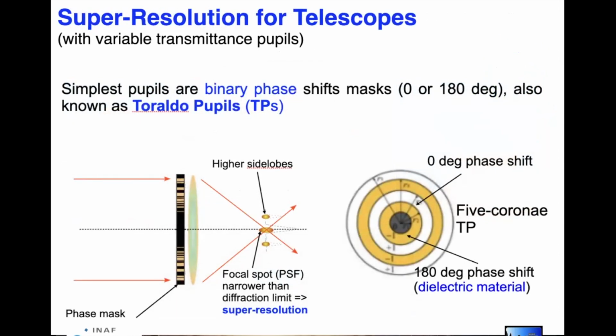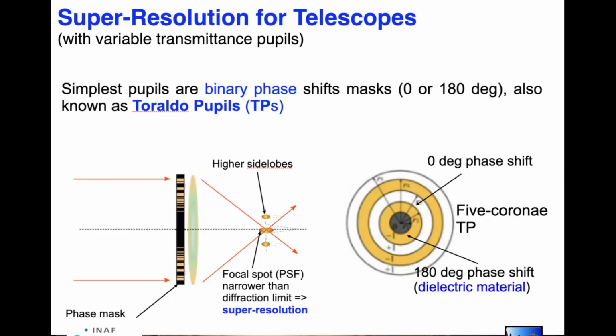There are several ways that in principle it's possible to obtain angular super-resolution on a telescope, and during the past 10-15 years there have been several proposals. Some of these proposed methods are quite exotic sometimes. As a matter of fact, they have never gone beyond the basic physical principles. On the other hand, there are simpler methods to obtain angular super-resolution, and probably the simplest is the use of binary phase shift masks.